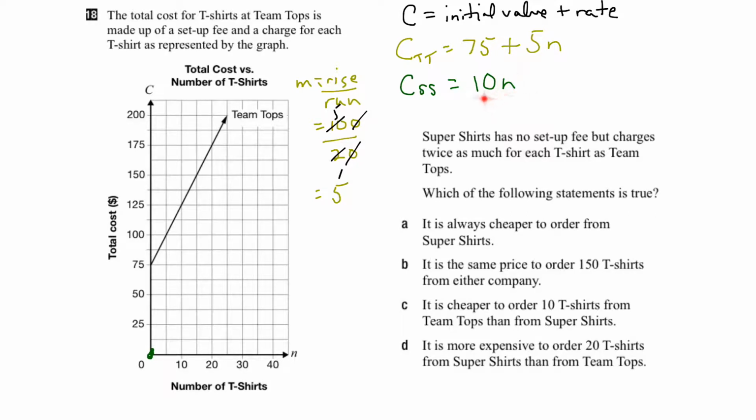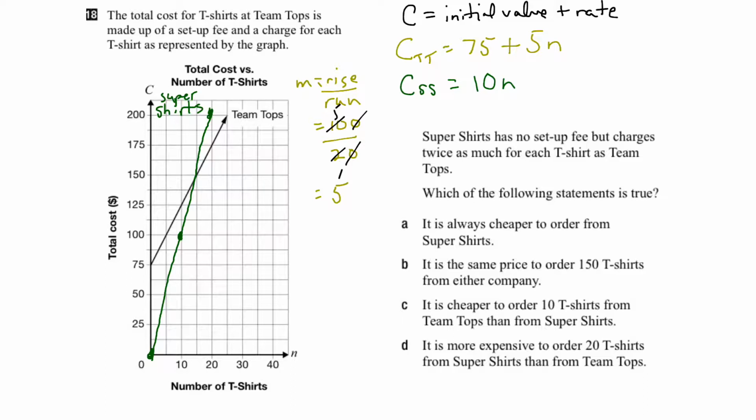But the cost per shirt now is $10. So if there were 10 shirts sold, it would be $100 in costs. So the point that we want is right here. And if there were 20 t-shirts sold, the cost would be $200 up here. So we got that point there. What we can do is draw a line through these points as best we can. And this would be the Super Shirts line. Now we'll be able to look at these statements and compare the two lines.